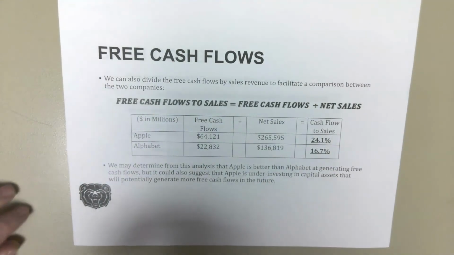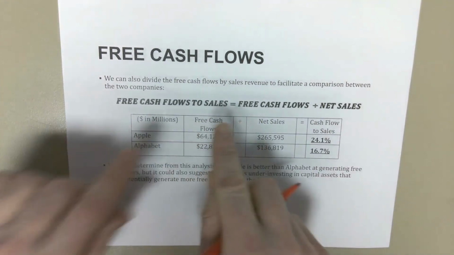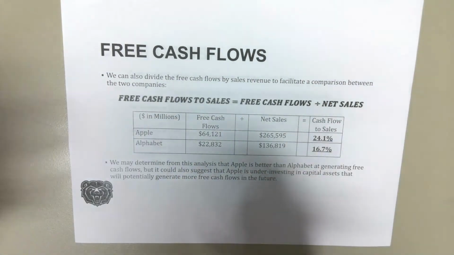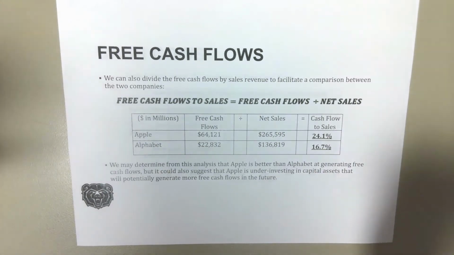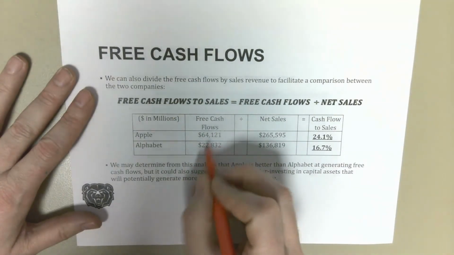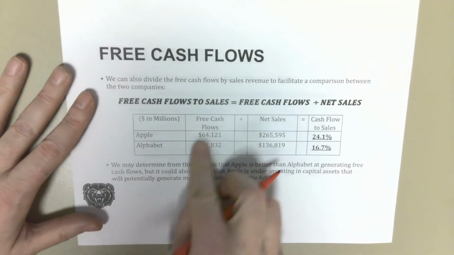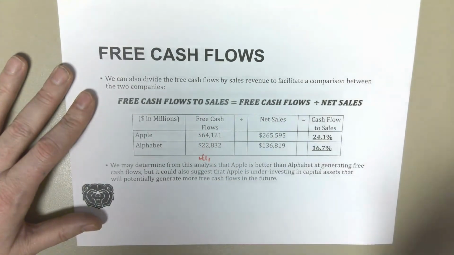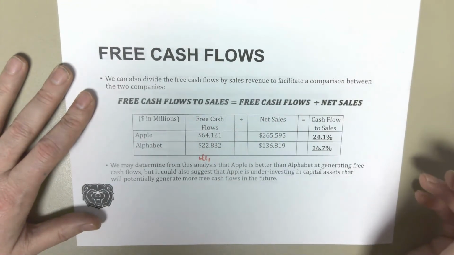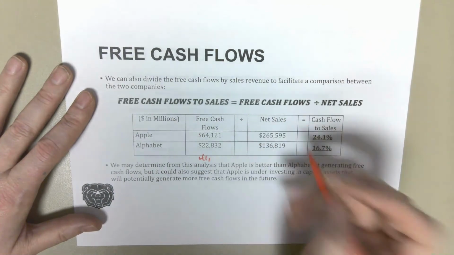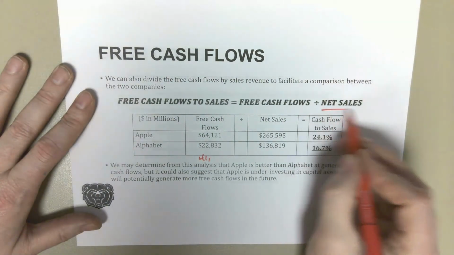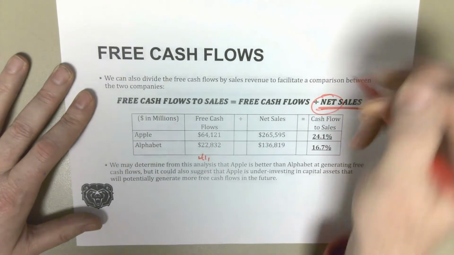Okay. So you can also take your free cash flows to sales to get a ratio so that we can compare these two companies. Because if you look here, you've got like $41 million difference between free cash flows. It's hard to make that comparison there, right? So you just take your free cash flows that we calculated on the last slide and you divide that by your net sales.